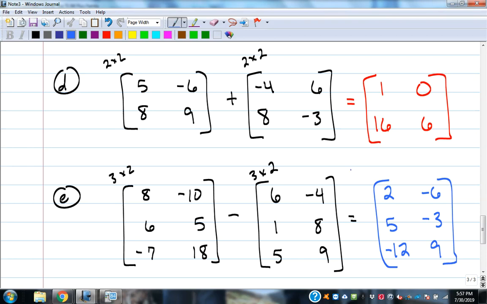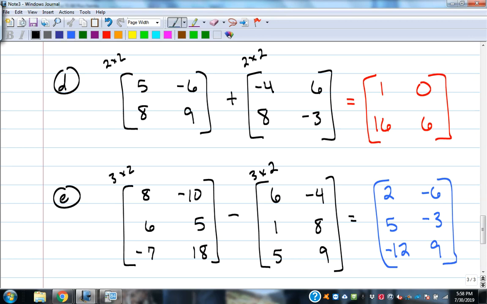So whatever size they start out with, if they're already both the same size, then it works. You're going to get the same size back. Okay. All right. Adding and subtracting. Really, really simple idea.